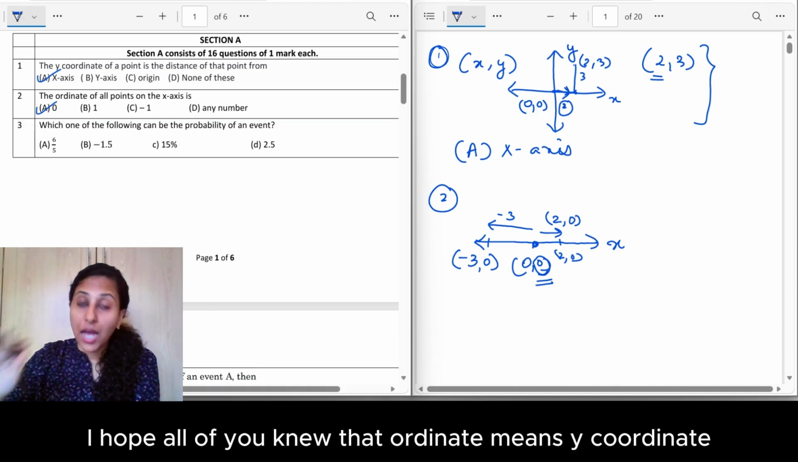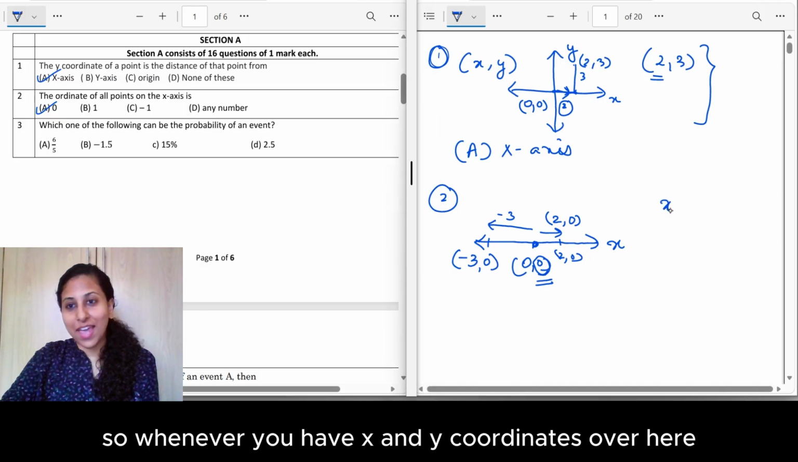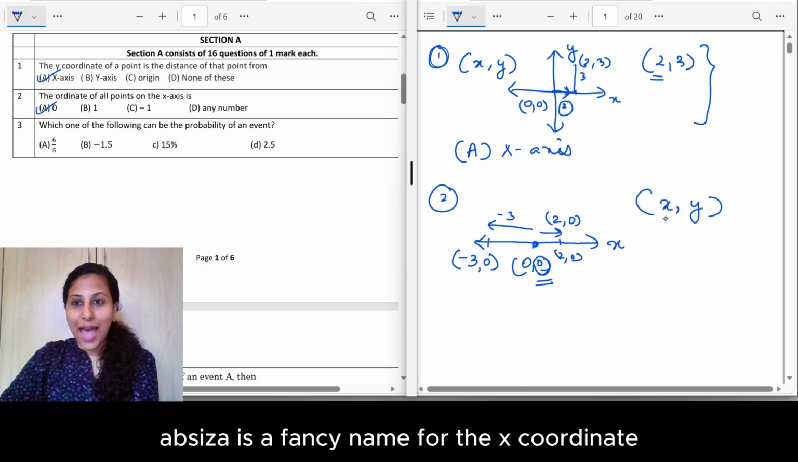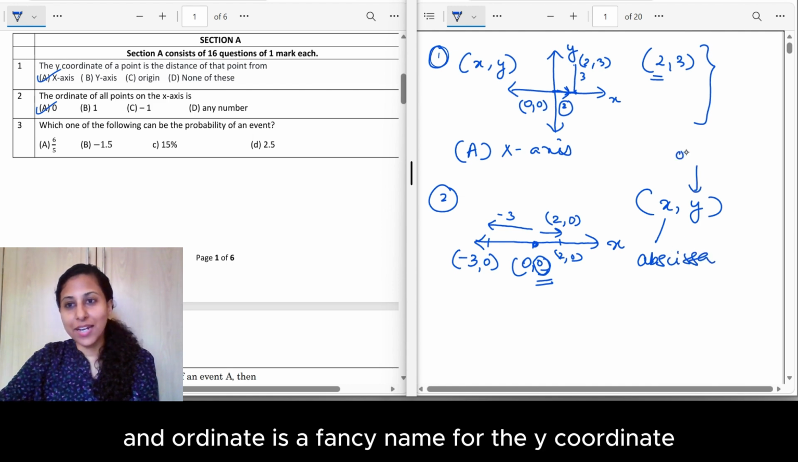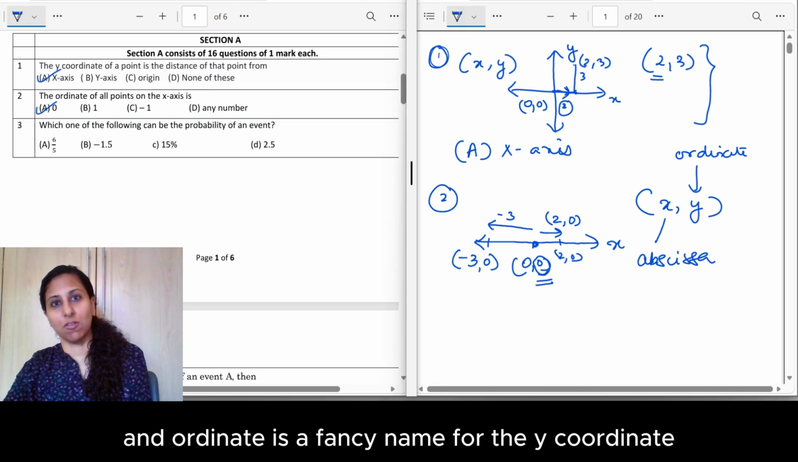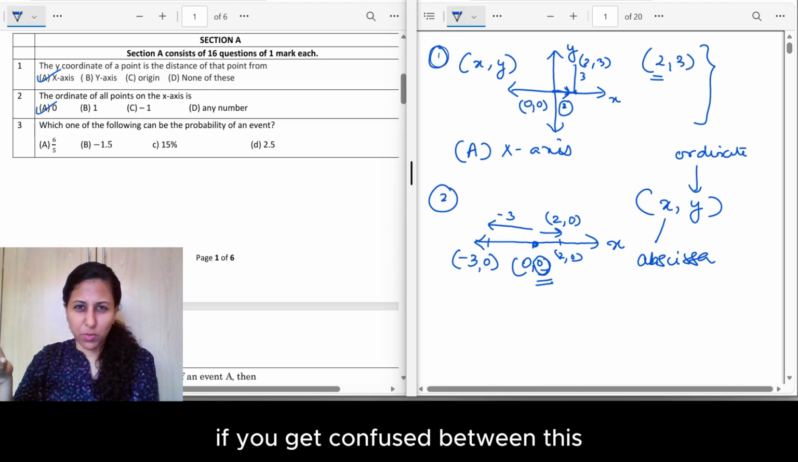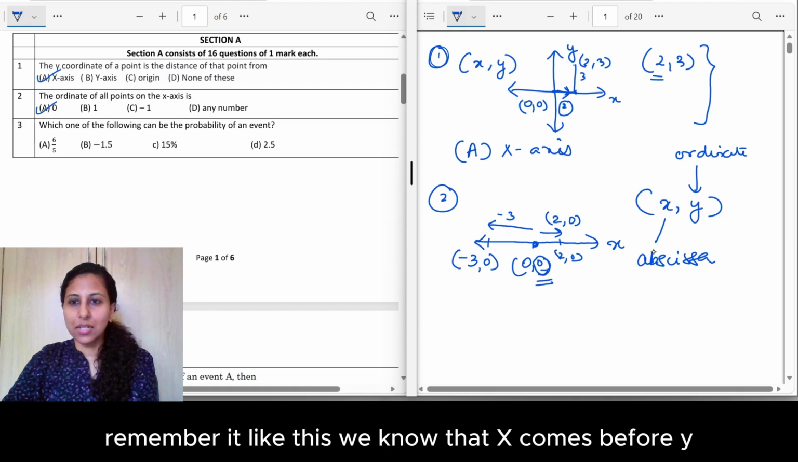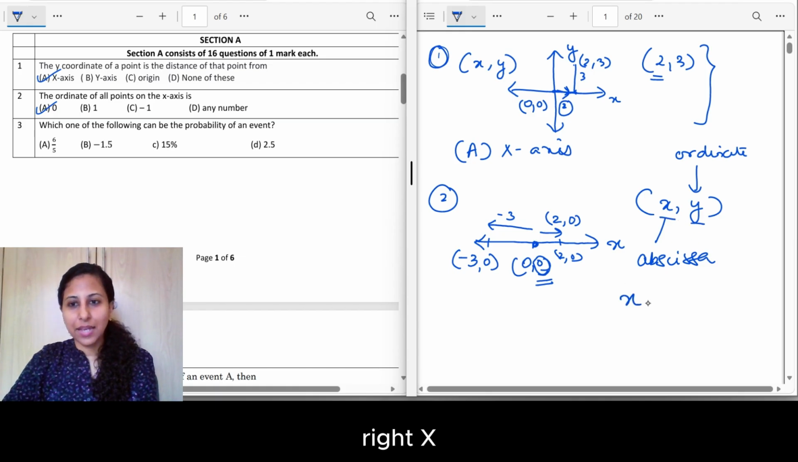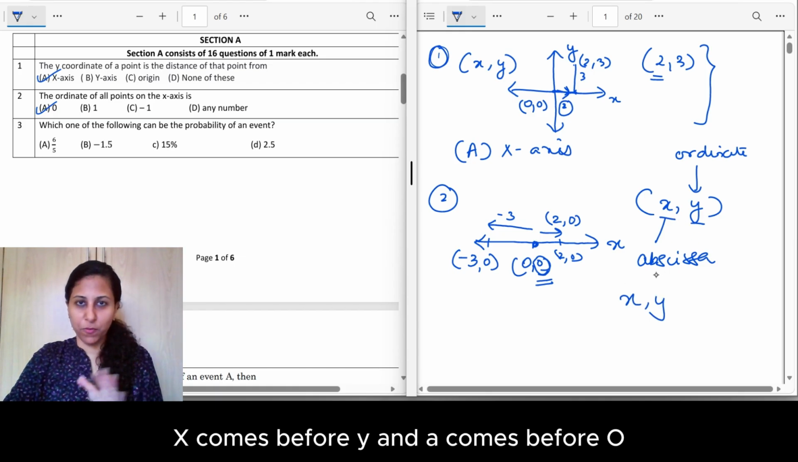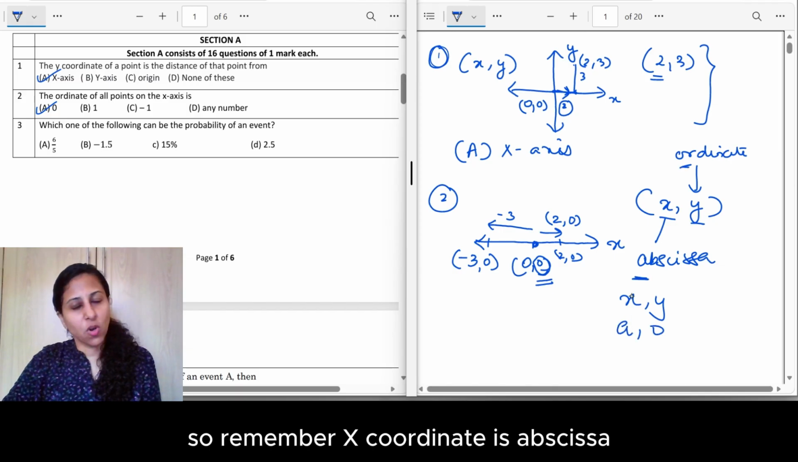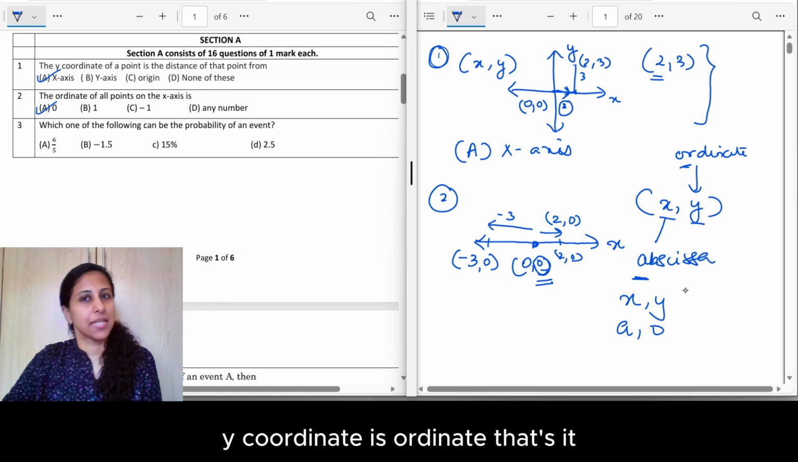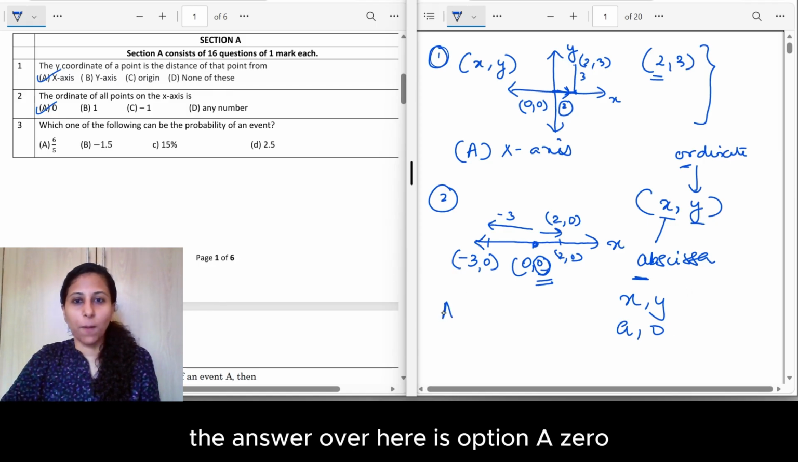By the way, I hope all of you knew that ordinate means y coordinate. So whenever you have x and y coordinates over here, abscissa is a fancy name for the x coordinate and ordinate is a fancy name for the y coordinate. If you get confused between this, remember it like this. We know that x comes before y, right? X, y. In the alphabet, x comes before y and a comes before o. So remember, x coordinate is abscissa, y coordinate is ordinate. That's it. The answer over here is option A, 0.